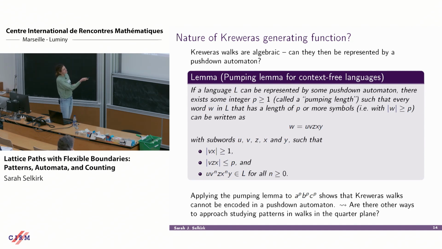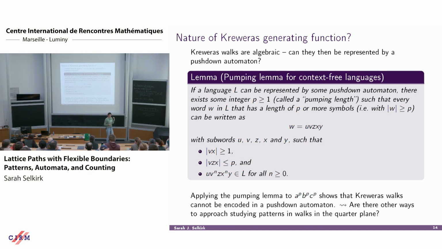What we can do is take the word: the diagonal northeast step to the P, a down step to the P, a west step to the P, and we can then see that any choice of our V, Z, and X, so the center, the part that's going to be pumped, is not going to be possible to have the same numbers of A's, B's, and C's in the resulting word. And so this cannot be represented by a context-free language, and so we don't really have an approach with push-down automata.